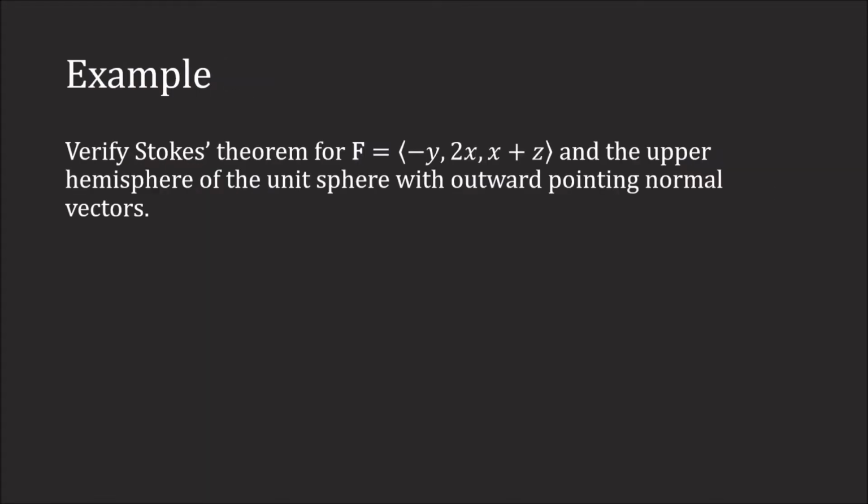We will now go ahead and verify Stokes' theorem for this vector field and the upper hemisphere of the unit sphere with outward pointing normal vectors. So I will go ahead and sketch out the surface and then return when I have a decent sketch. And I'm back. Now this is our surface S. What we can do is we're going to have normal vectors pointing outward, so that'll look like that.